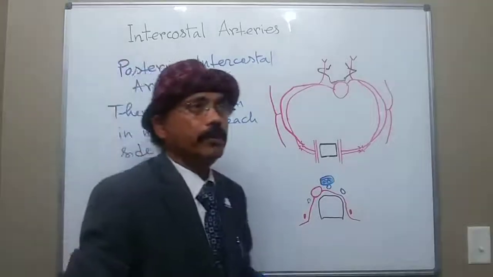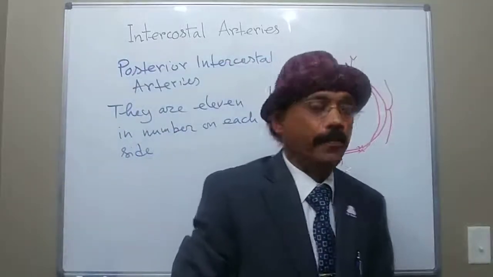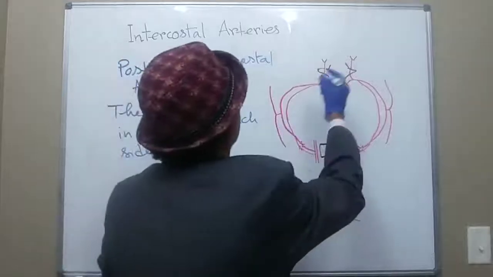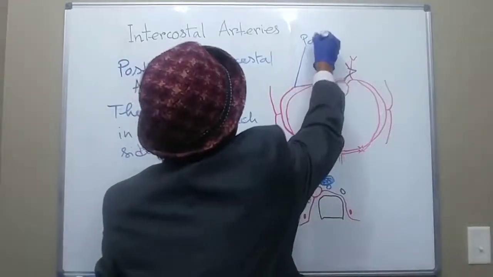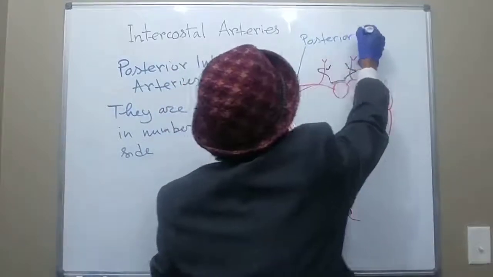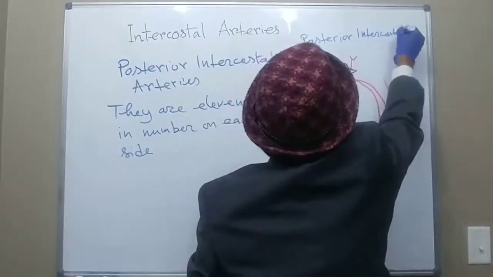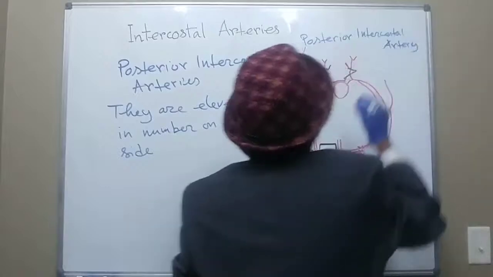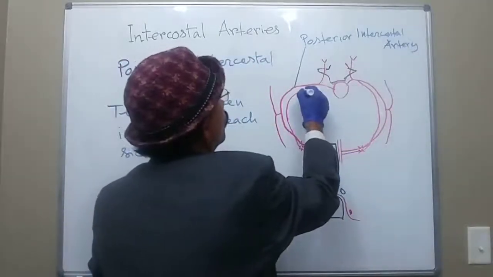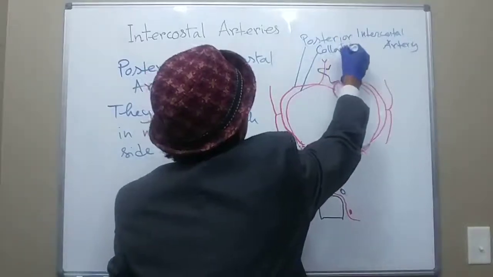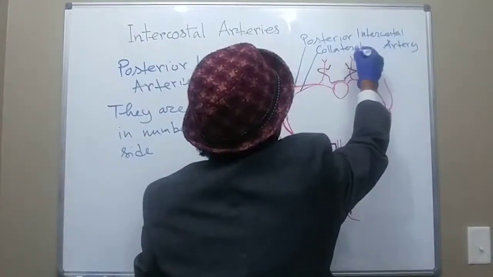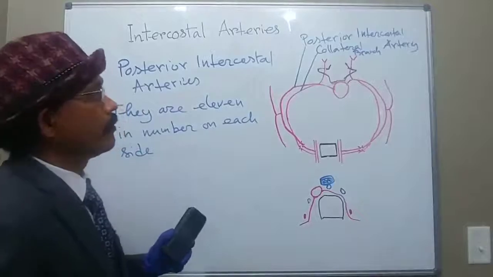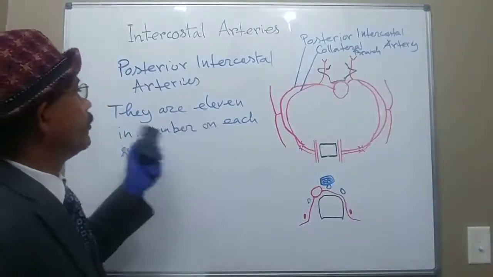Okay, we got that. So from where do they come? This is the posterior intercostal artery. We have 11 arteries. This is the collateral branch. Okay, we got that. Posterior intercostal arteries, they are 11 in number.